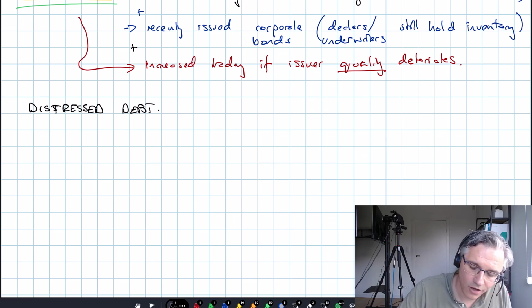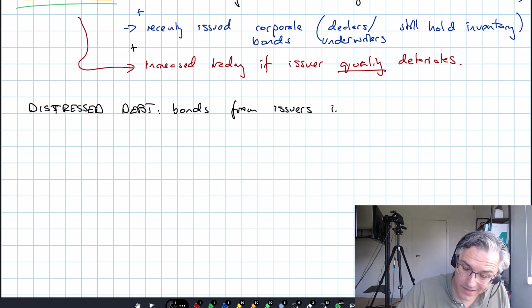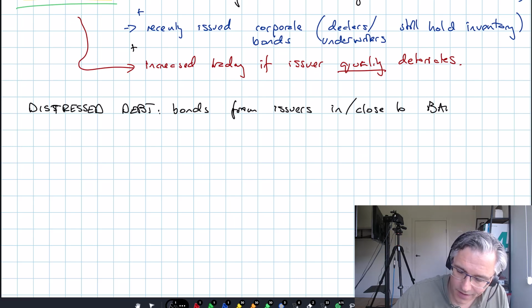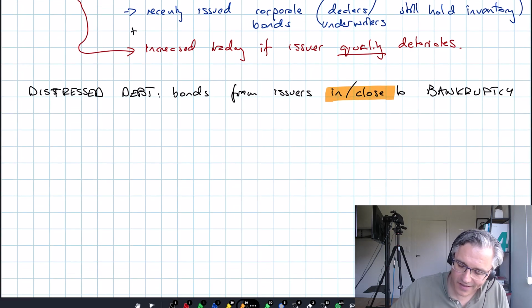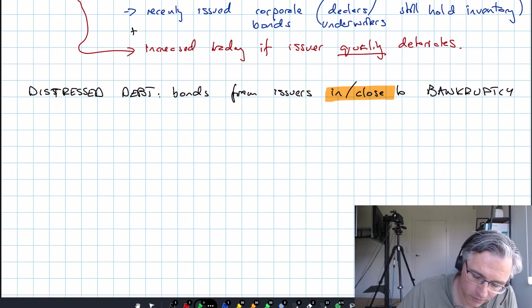Distressed debt are bonds that come from issuers that are already in or perhaps close to bankruptcy. The event is often a signal that this is the beginning of the end, or in fact, well, it's not necessarily the end, but you can lift yourself out of bankruptcy, but things are looking bad.